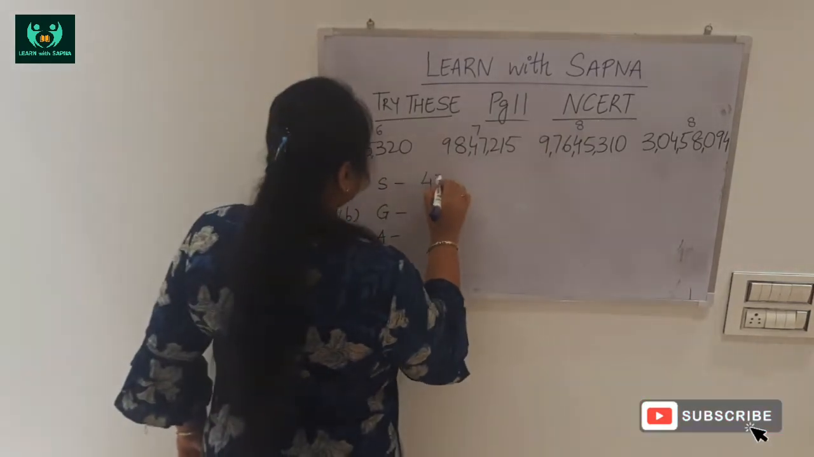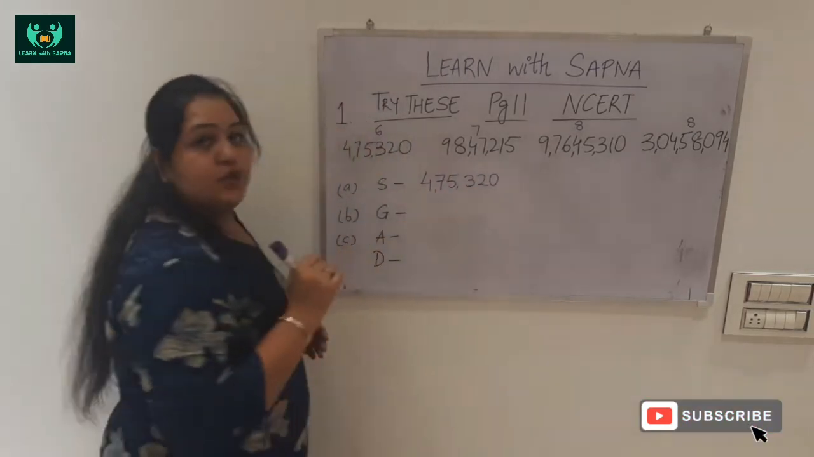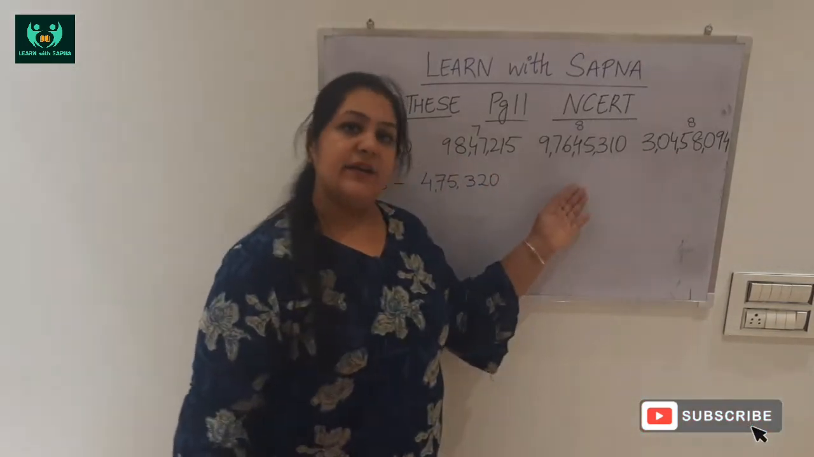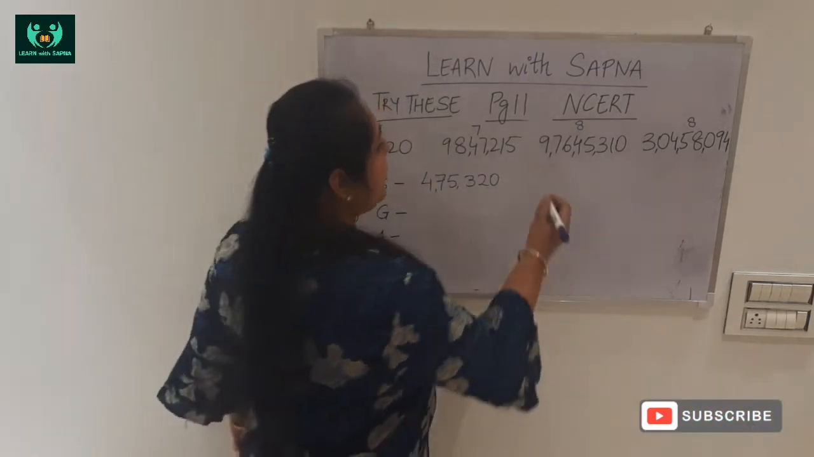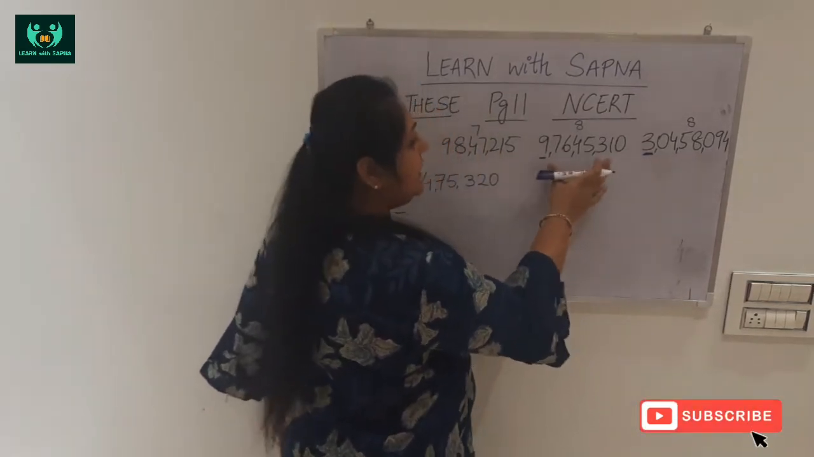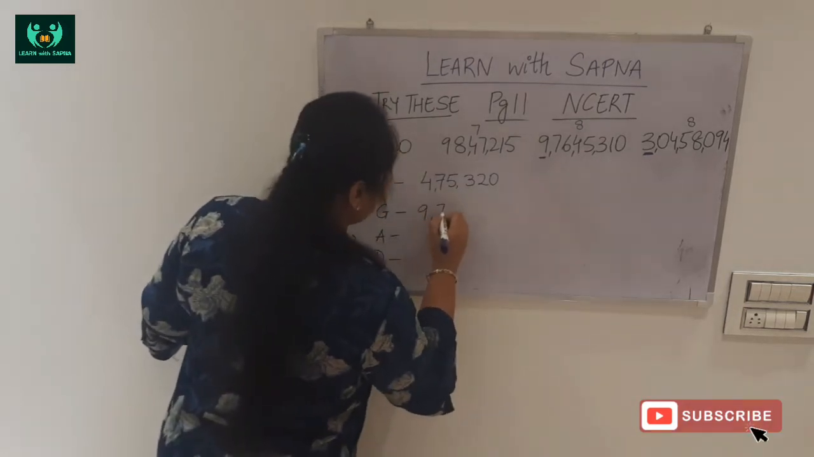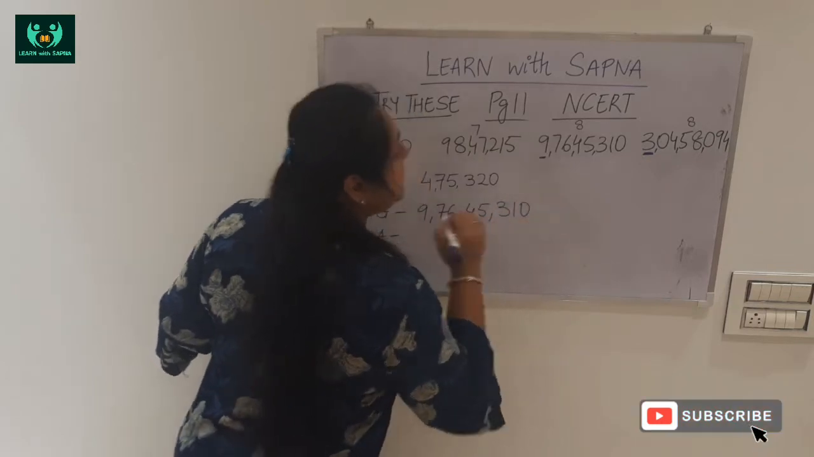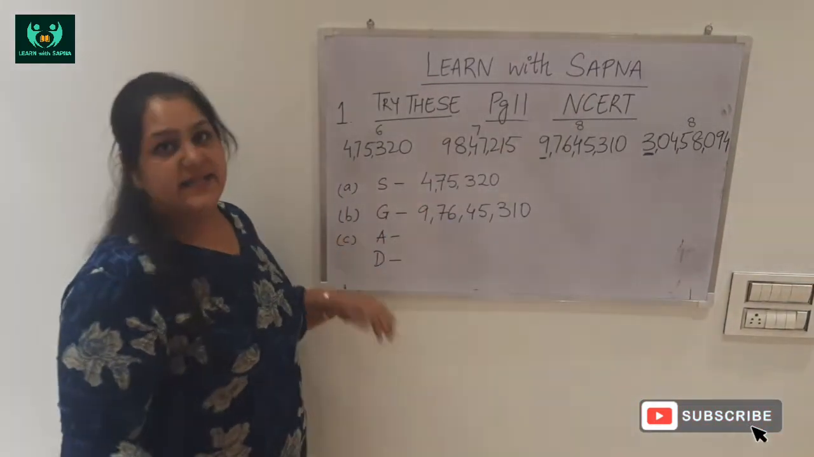The smallest number is 4,75,320. Right? Now, when we find the greatest number, these two numbers have the greatest number of digits. This has 8 digits. This has 8 digits. Now we'll compare the highest place, 9 and 3. 9 is greater than 3. So clearly this is our greatest number. The greatest number is 9 crore 76 lakh 45,310. Right? Now the next part says we have to arrange these in ascending and descending order.